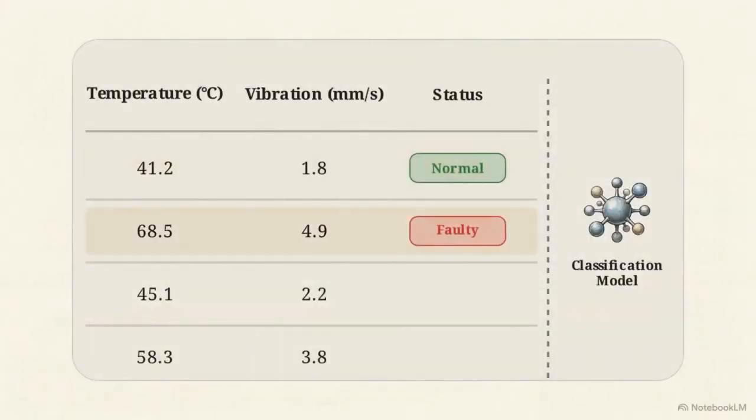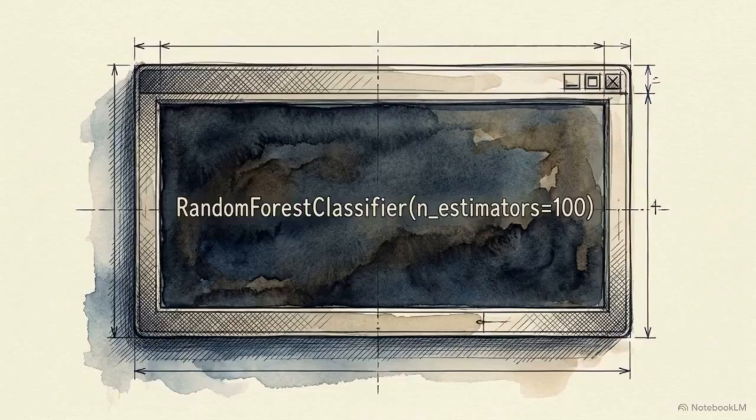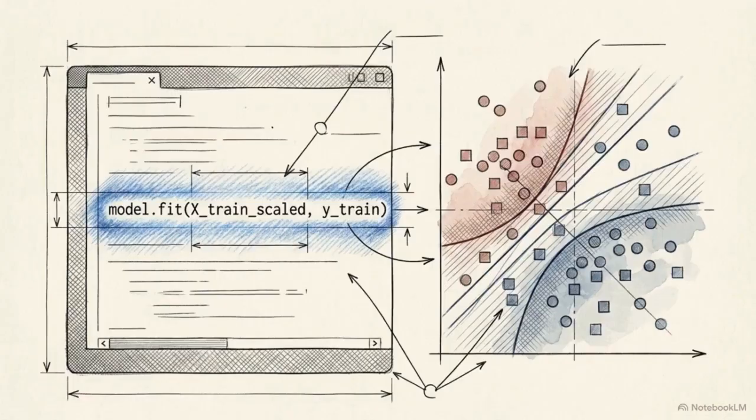Now we can build a classification model. Classification looks at your numerical inputs and assigns them a distinct label, like normal or faulty. We use a random forest classifier for this. By feeding it our scaled historical metrics and their known outcomes, the model learns exactly what a healthy motor looks like and what combinations of heat and vibration indicate a problem.